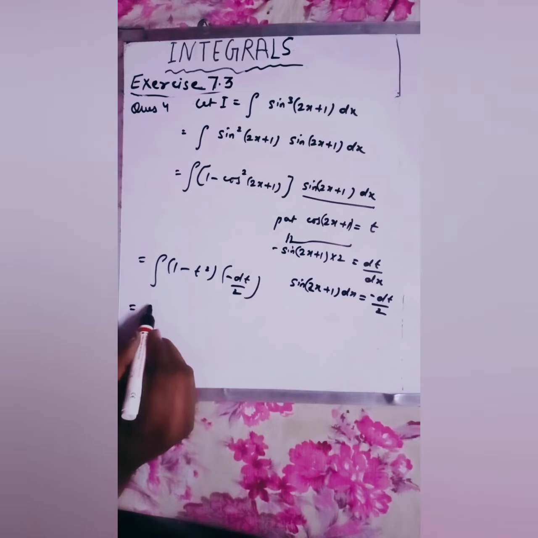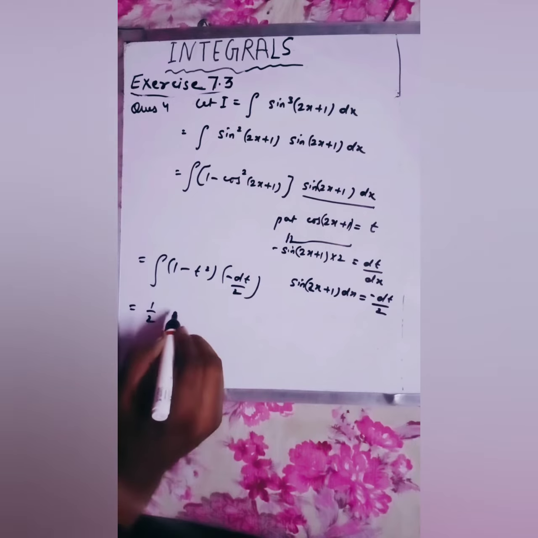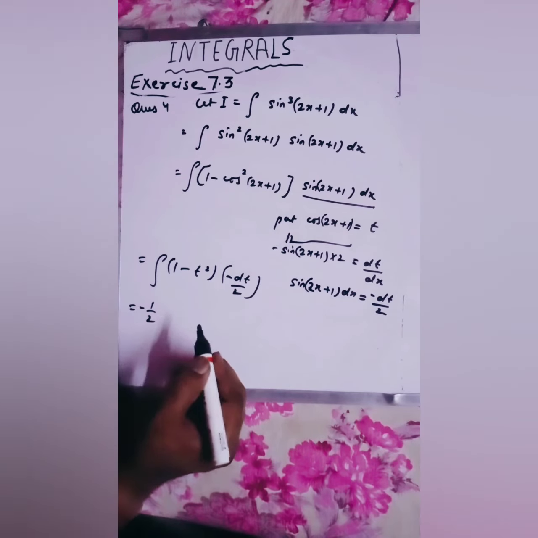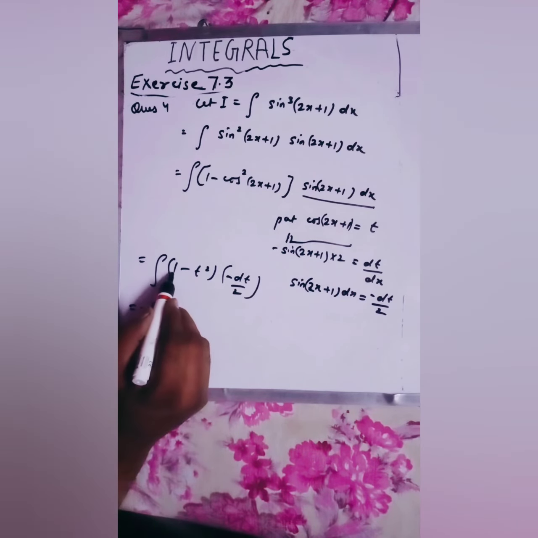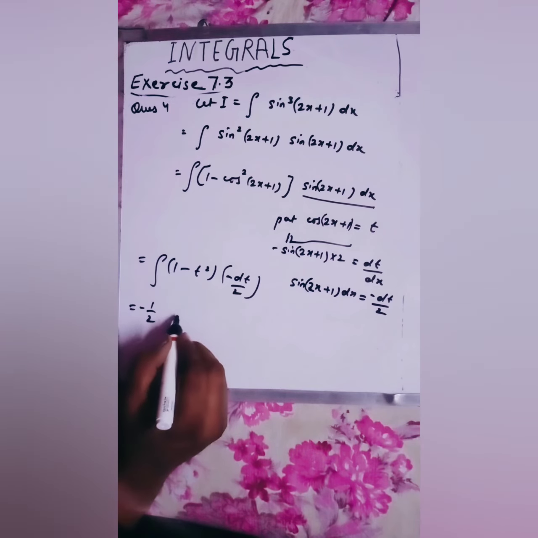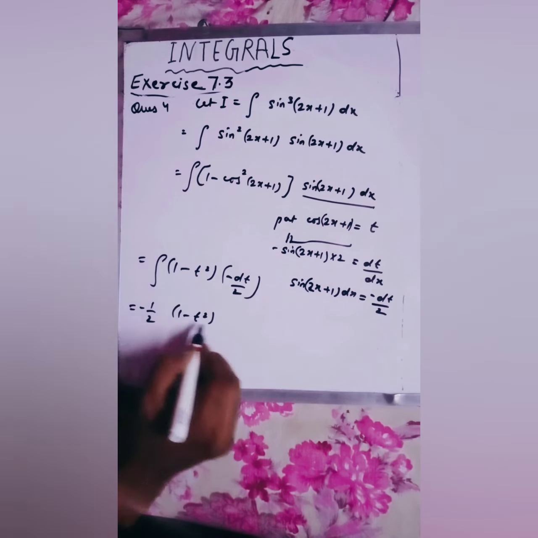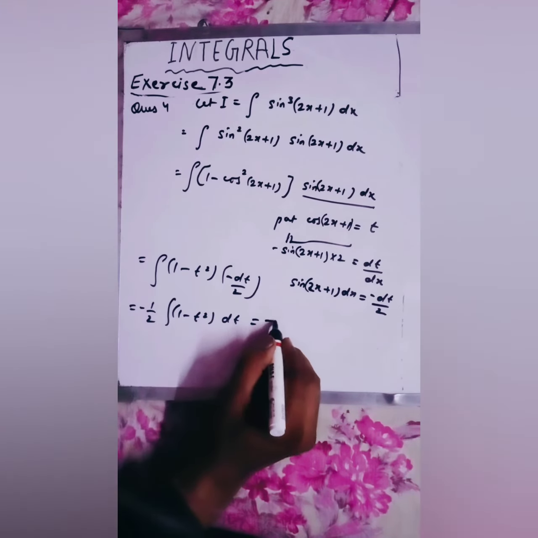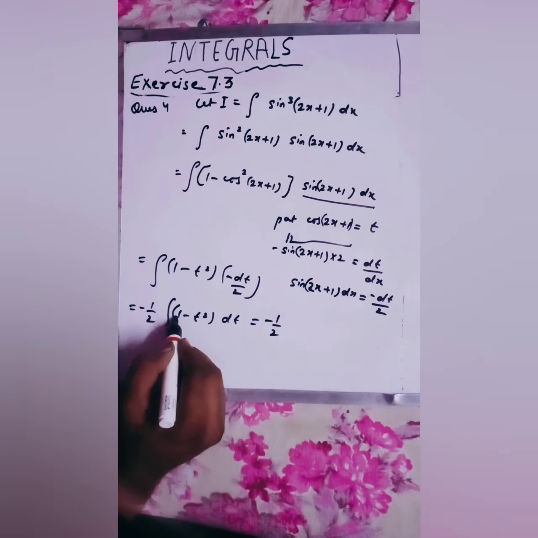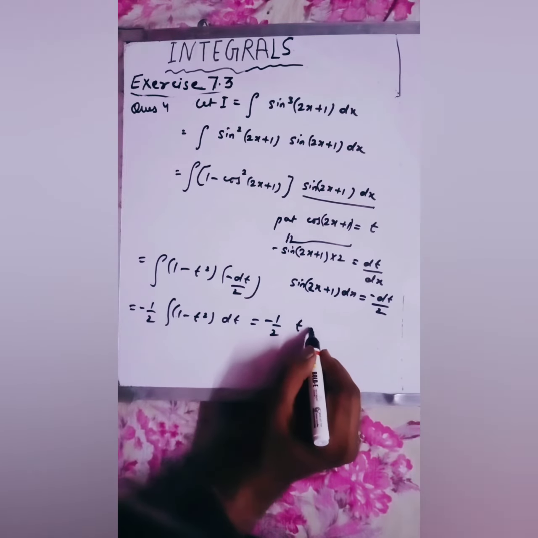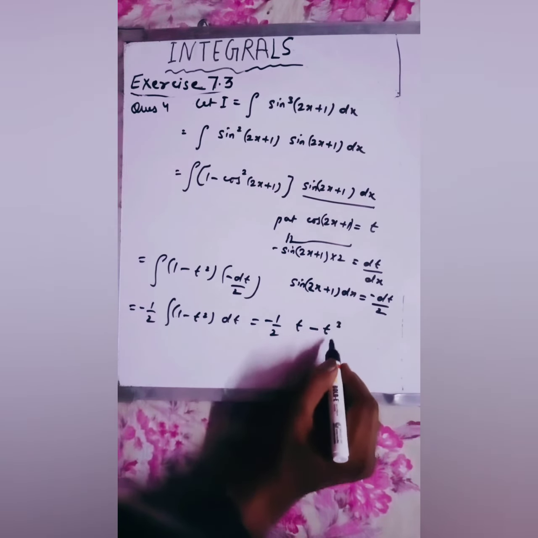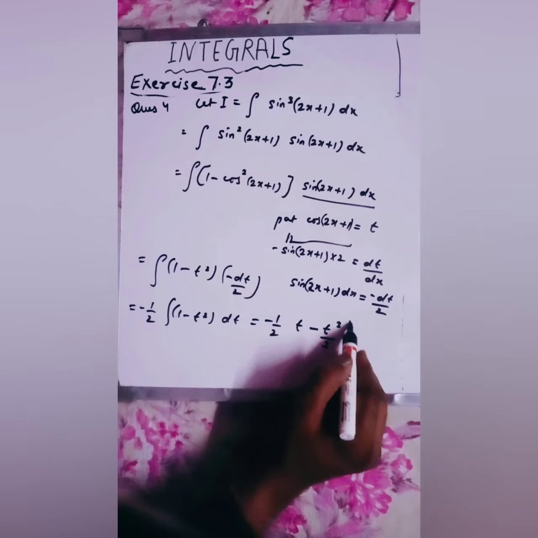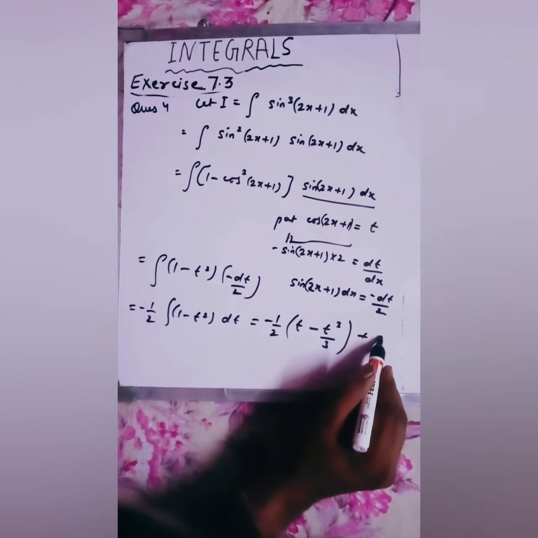Okay, so minus 1 by 2 actually will come outside, and this would be 1 minus t square into dt, integral of this. Minus 1 by 2, integral of this would be t minus t cube by 3 plus c.